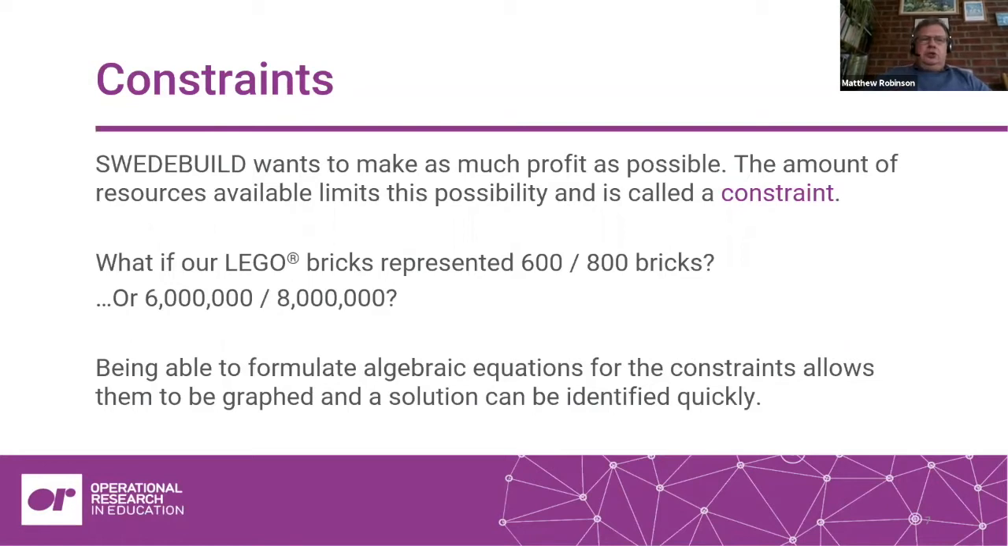And constraints are very important because that then helps organizations understand what their limits are. But let's take this to SwedeBuild, IKEA, in another example. What happens if there were 800 bricks or 6 million bricks? What happens if instead of having just 2 types of raw material, they had 25 different types of raw material, or 250 types of raw materials?